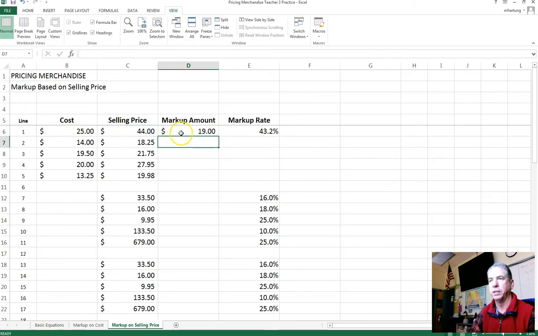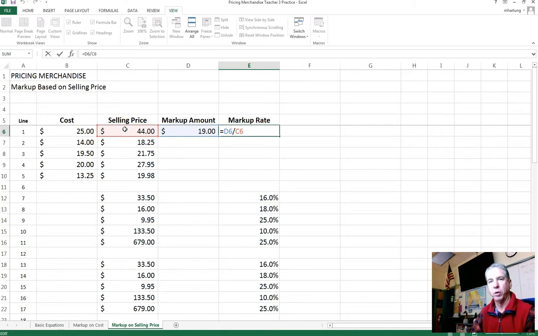which gives us the dollar amount of $19. So the markup rate, now previously we calculated the markup rate as the markup divided by the cost, but now it's going to be the markup divided by the selling price, because now the selling price becomes essentially the whole amount, or the 100% that we base all of our calculations upon.